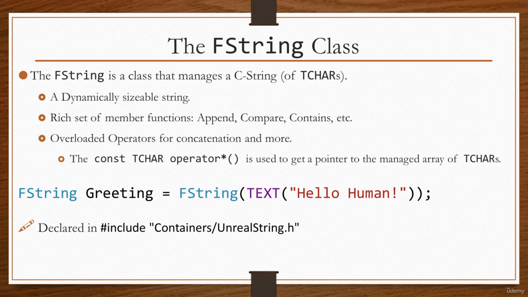The FString class has a rich set of member functions including append, compare, contains, and so forth. It also has some overloaded operators for concatenation and more. One of those operators includes the asterisk operator, and that is used to get a pointer to the managed array of TChars, so to the character string that is managed by that class. Let's go back to our project so we can see an example of how we can declare an FString.